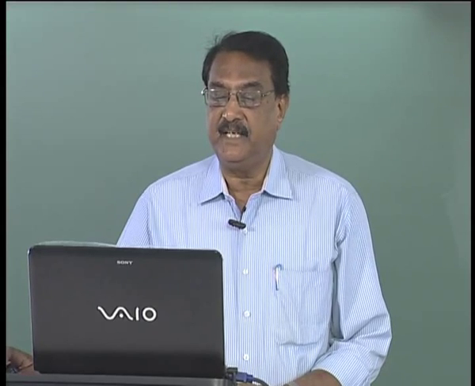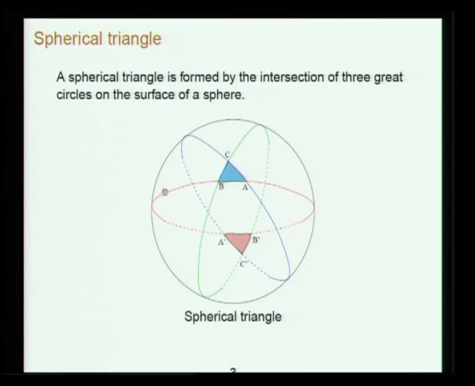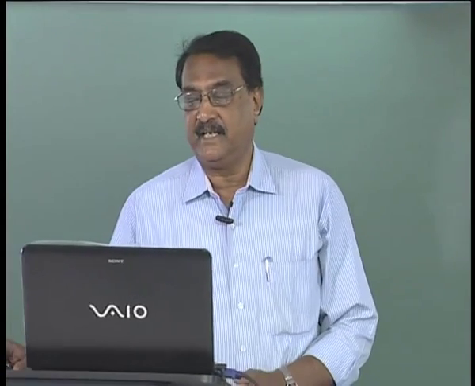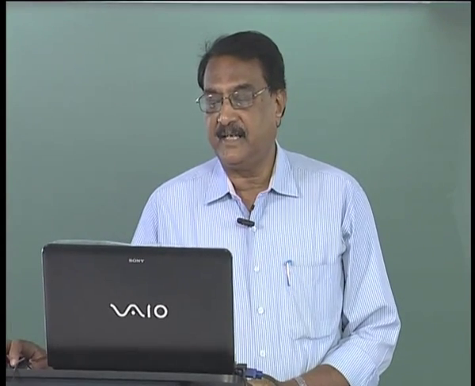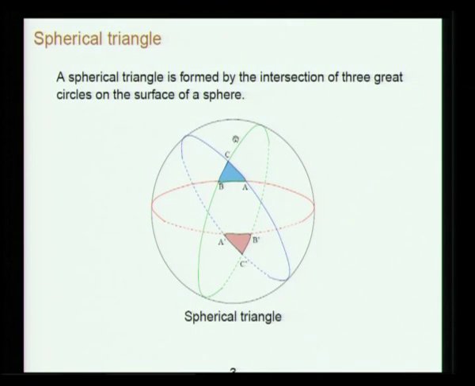Okay. So a spherical triangle is formed by the intersection of three great circles on the surface of a sphere. I had mentioned it in the previous lecture. So this is one great circle passing through AC, this is another great circle, and this is another great circle. Great circle means a circle whose center is the center of the sphere. If you consider a circle somewhere here, its center is not the center of the sphere, so that is called a small circle.